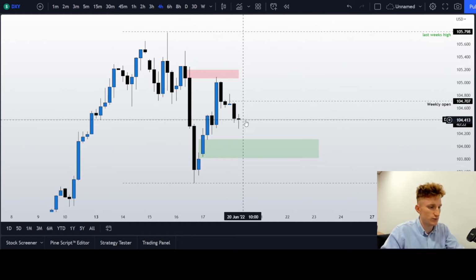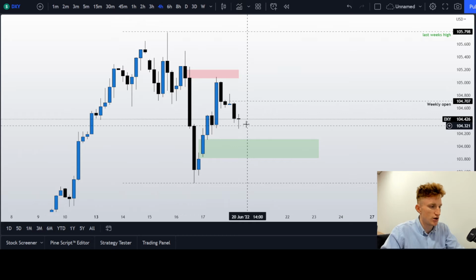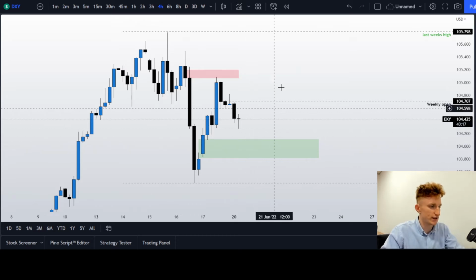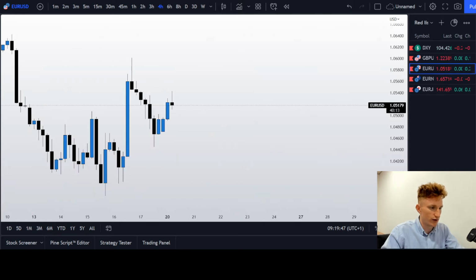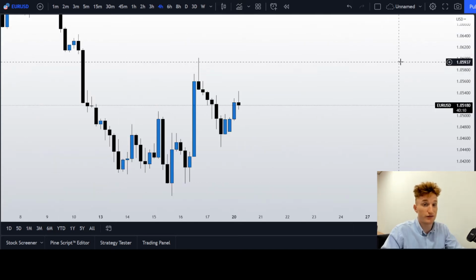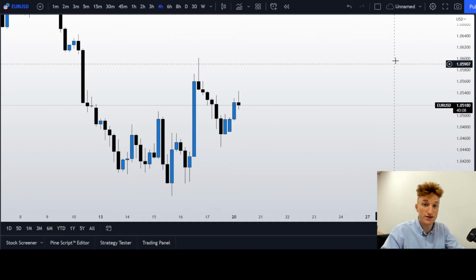We might see some more bearish momentum in the London session, but ideally during New York I would like to see that pullback happening. And as I said, I'm especially interested in Euro. I think from a fundamental perspective that we are very bearish on Euro still.